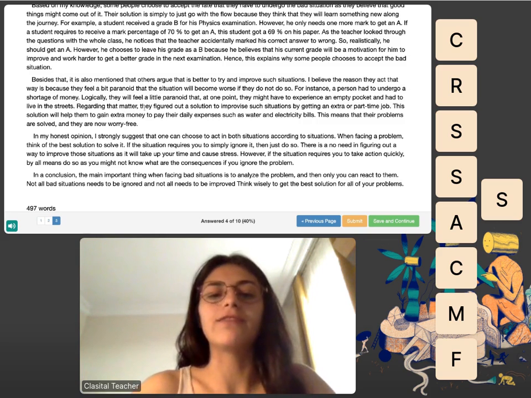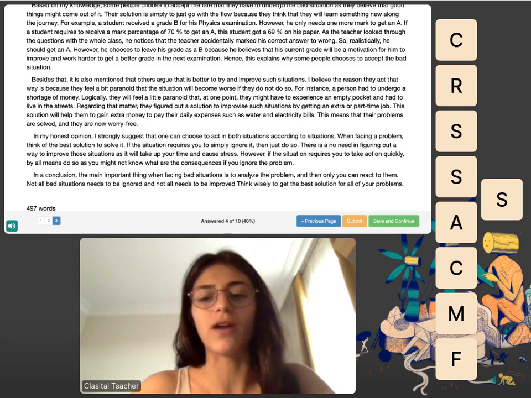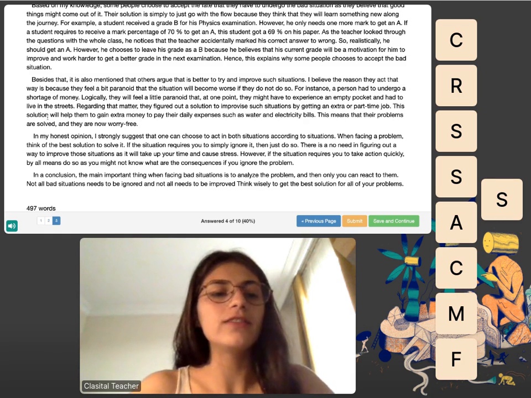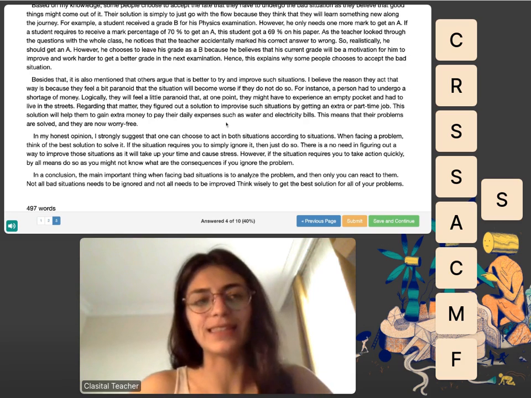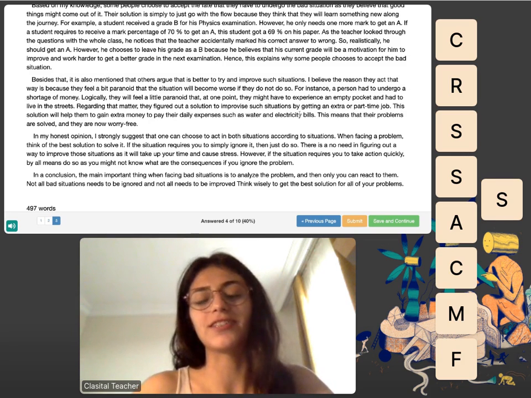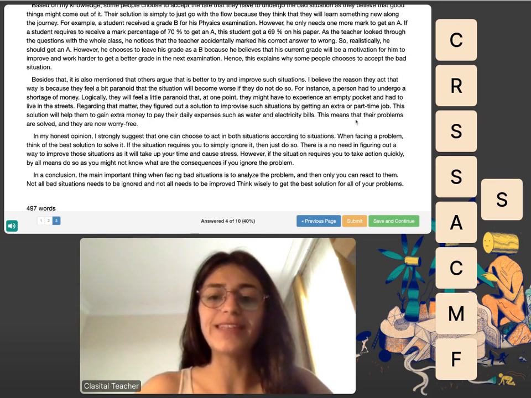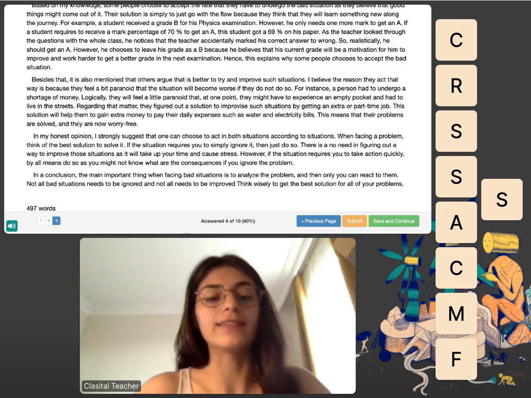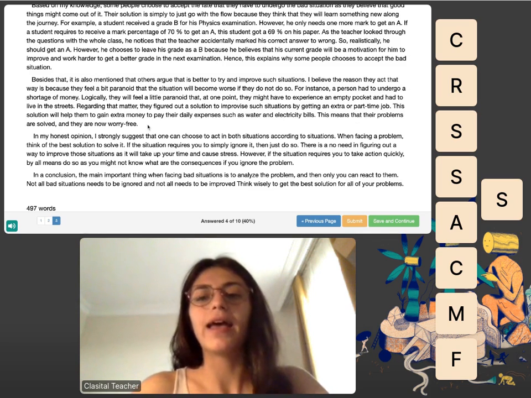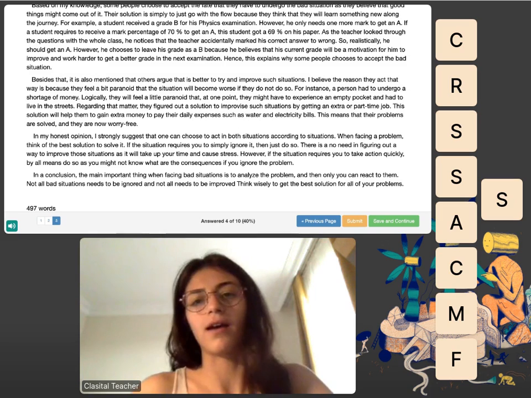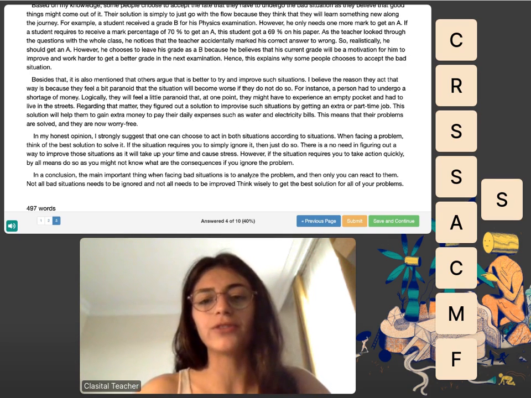Regarding that matter, they figured out a solution to improvise such situations by getting an extra or part time job. This solution will help them to gain extra money to pay their daily expenses, such as water and electricity bills. And this means that their problems are solved and they are now very free. Again, the same comments, I think, go for this paragraph too.